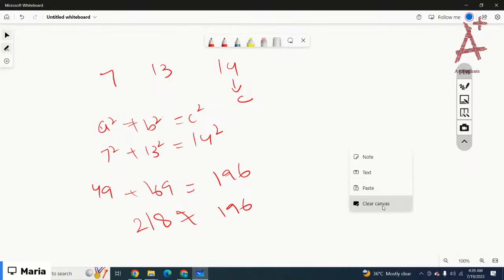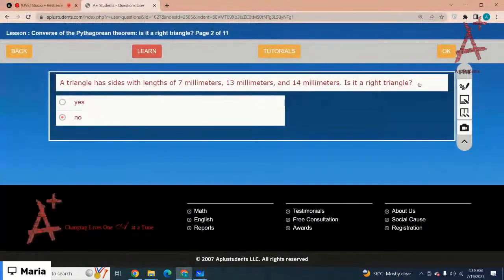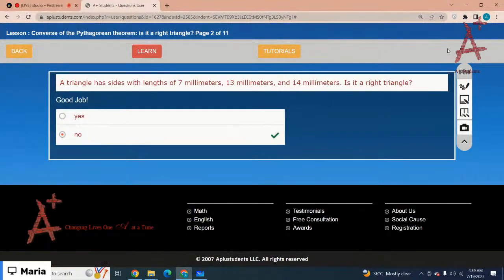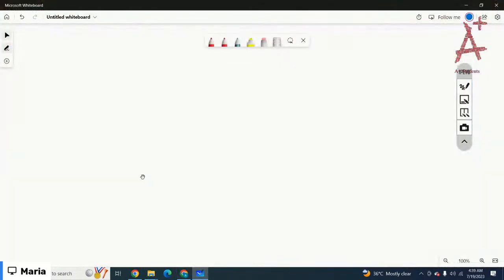Okay, let's do another example. A triangle has sides of 4 inch, 11 inch, and 14 inch. Is it a right angle triangle? Let's see, 4, 11, and 14. The longest length is always c, always the hypotenuse. Got it?